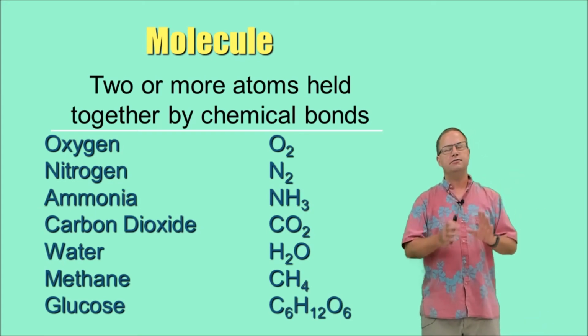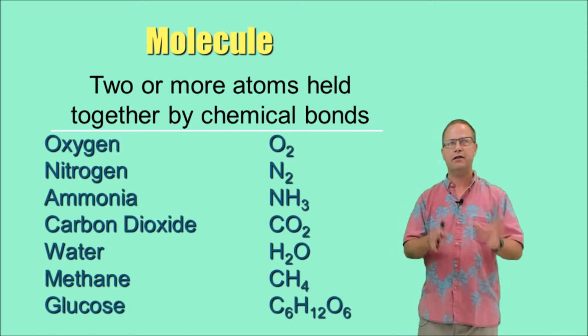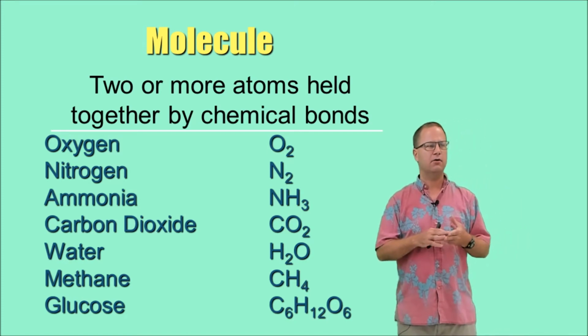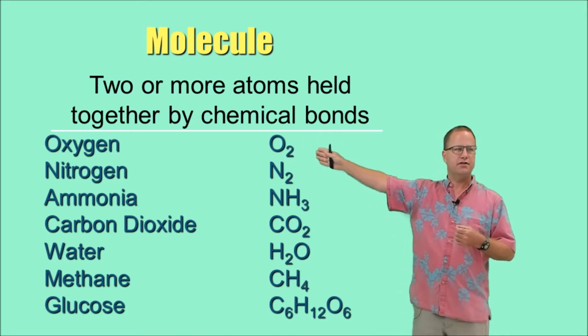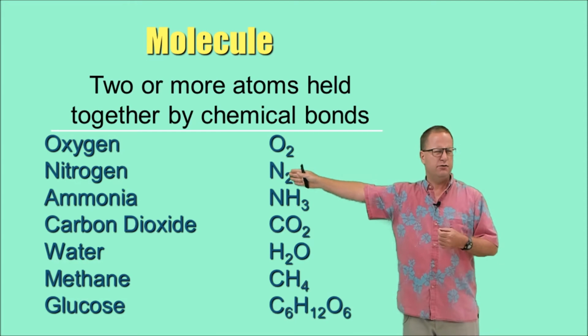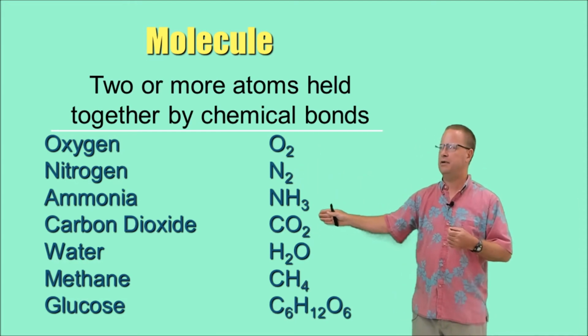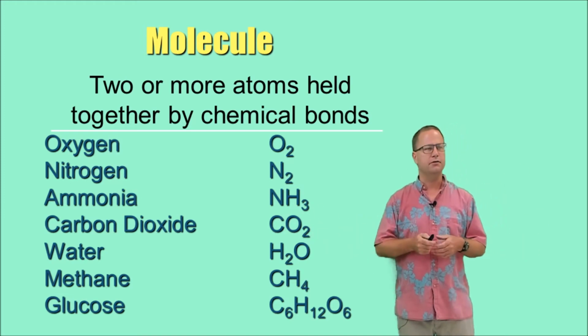Okay, we need to go through some terminology before we talk about chemical bonding. First of all, we need to go back and talk about what a molecule was. A molecule was 2 or more atoms held together by chemical bonds. So you can see O2 means we have 2 oxygen atoms joined together. N2 means we have 2 nitrogen atoms joined together. And then we have something like CO2, which is a carbon and 2 oxygens joined together by chemical bonds. So all of these are molecules.